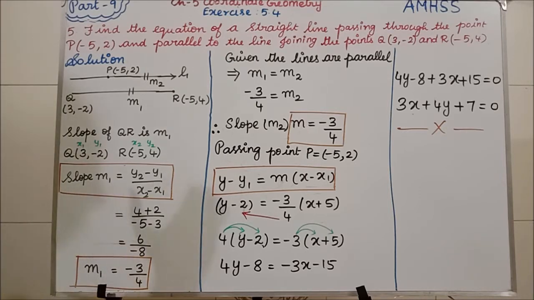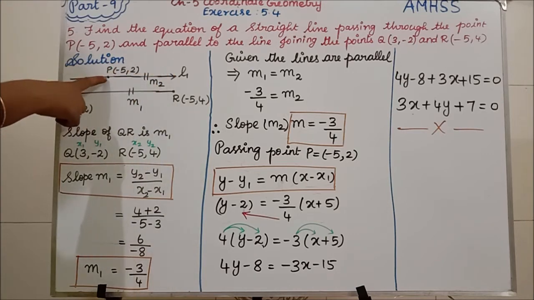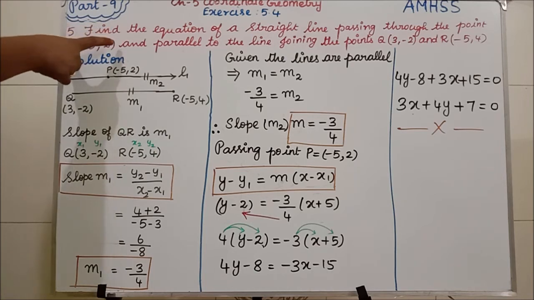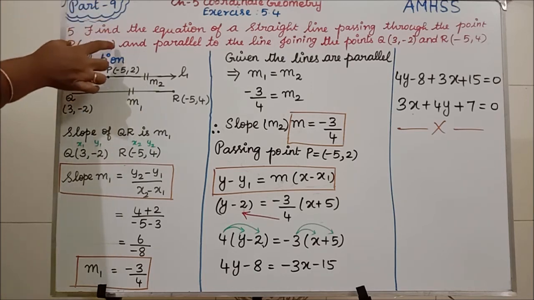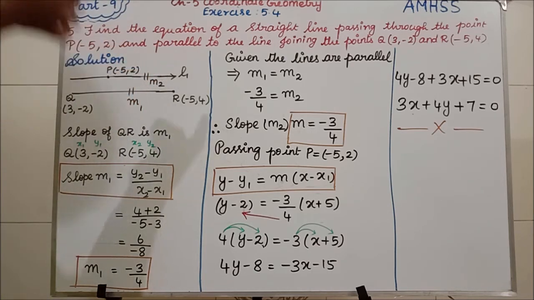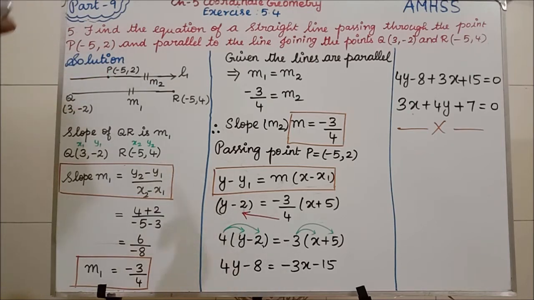We are given a line passing through the point P(-5, 2). Okay, one point they have given. See, this is the line, and on it I have drawn the point P(-5, 2). This point is on a line parallel to the line joining the points Q(3, -2) and R(-5, 4), which they have given. So Q is (3, -2), R is (-5, 4).